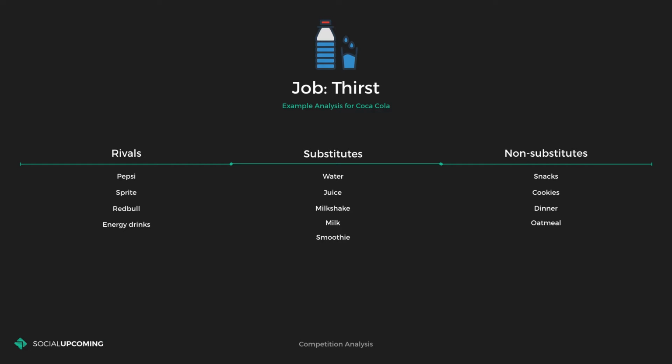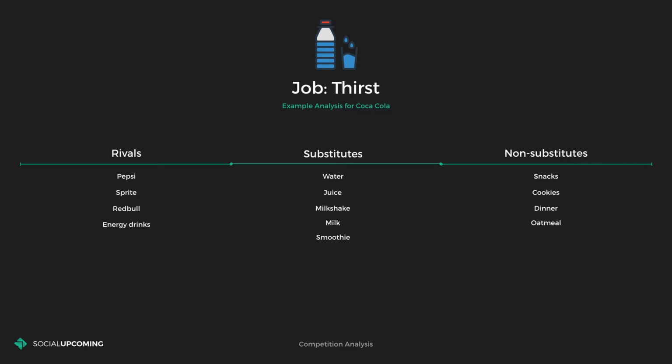So this is how you would lay out a competition analysis for your specific market or job. Because the job is important, and you have two layers. As I mentioned in lesson number 1, jobs, where we talked about the jobs to be done framework, you have to think about the job and what type of product solves that specific job. And in this case, it is the thirst, not people are thirsty, that is the job, but the type of product would be soft drinks. And that's why water, juice, milkshake, milk, and smoothie is placed under substitutes.